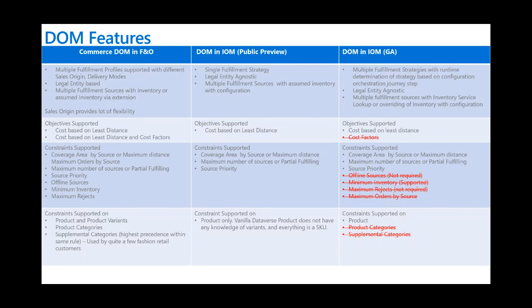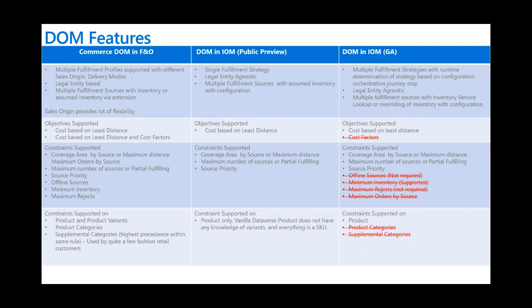So today, Pranav walked you through the first column where we have the features in DOM. We launched DOM as part of IOM in public preview in the month of May, towards the end of May. At that point, it only supported a single fulfillment profile or strategy, even though you can define multiple of them. As we go to GA, we will provide a similar ability to have multiple strategies.